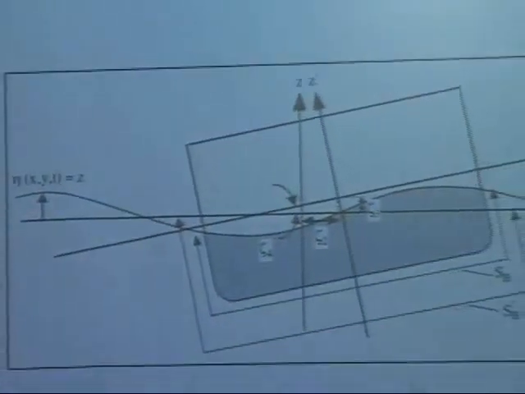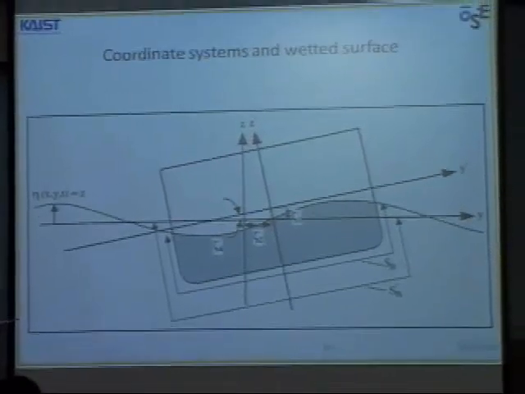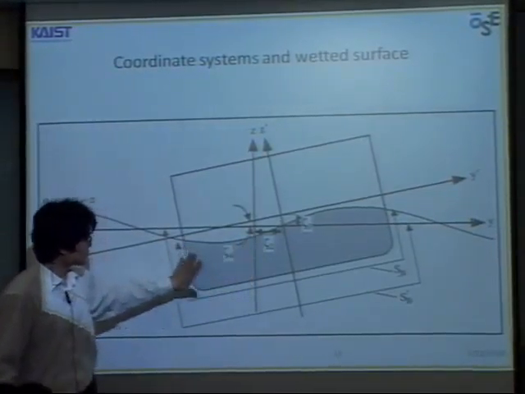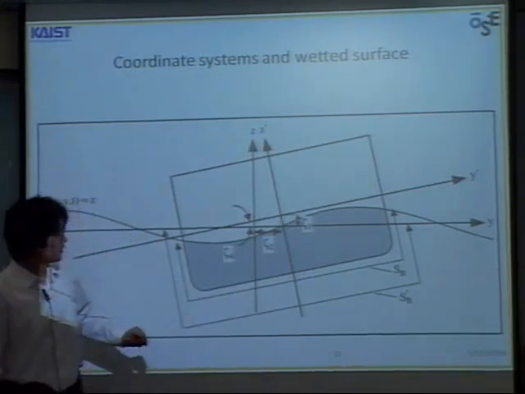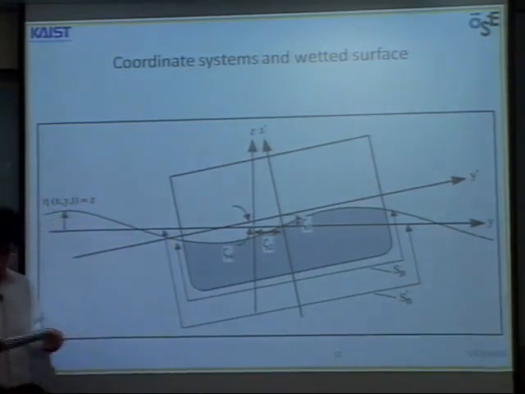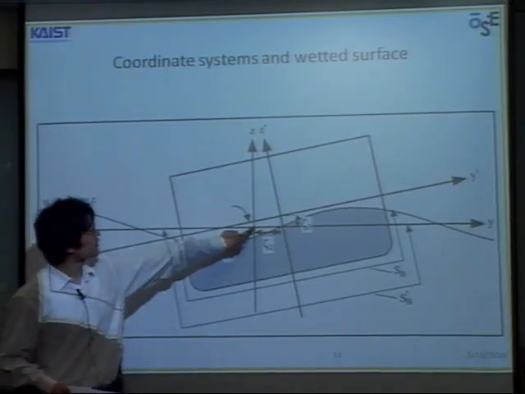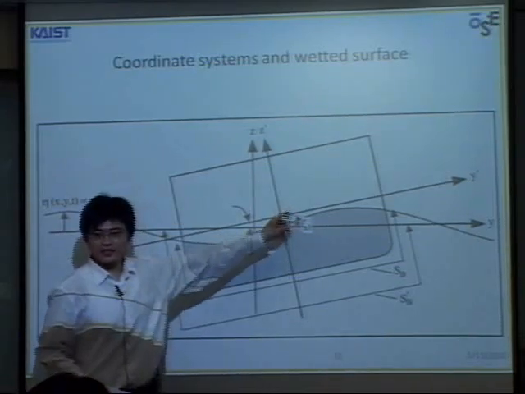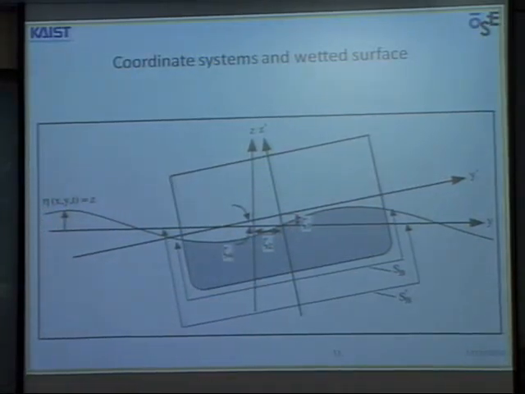So here is an illustration of the coordinate system and this wetted area. So we have two coordinate systems. One is this one, and the other is this one, fixed with the ship section.